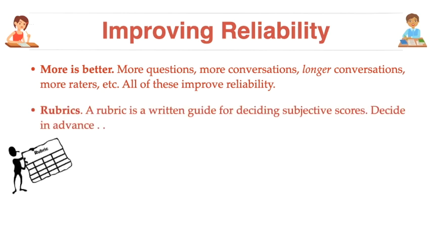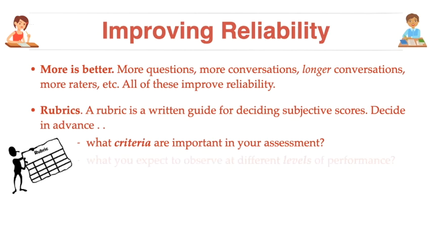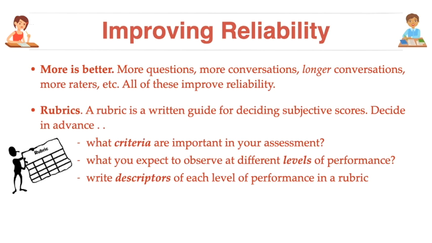Next, rubrics. A rubric is a written guide for deciding subjective scores. Decide in advance what criteria are important in your assessment. What do you expect to observe at different levels of performance? The assessment designer should write descriptors of each level of performance in the rubric. The more detailed the descriptors are, the more reliable subjective assessments become.